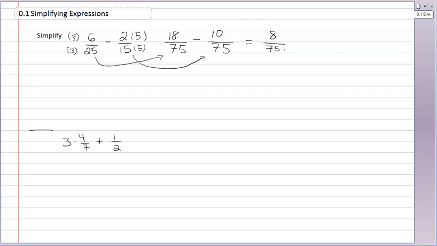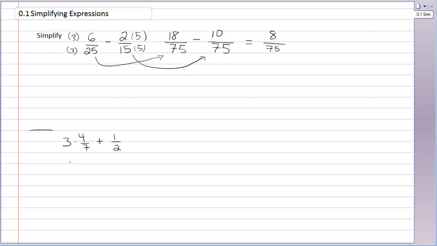Now I should reduce if I can, but 8, it turns out, does not have any divisors in common with 75. In other words, the only things that go into 8 really are 2 and 4 and 8, and 75 is not divisible by any of those things because 75 has no 2's in it. It's not an even number, has no 2's, so therefore 8 and 75 do not reduce.